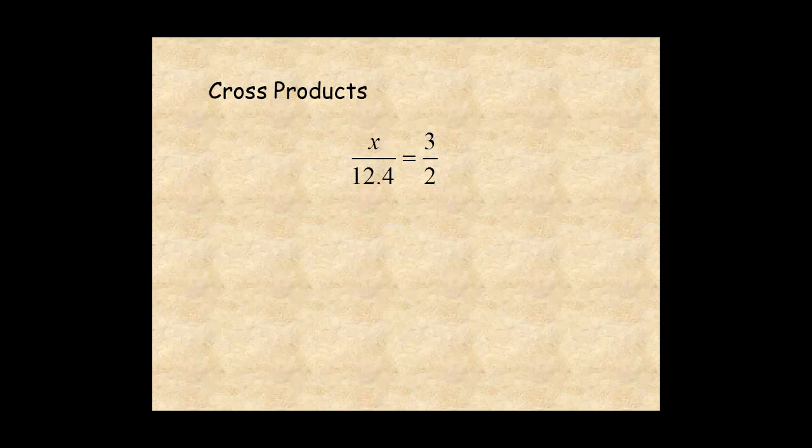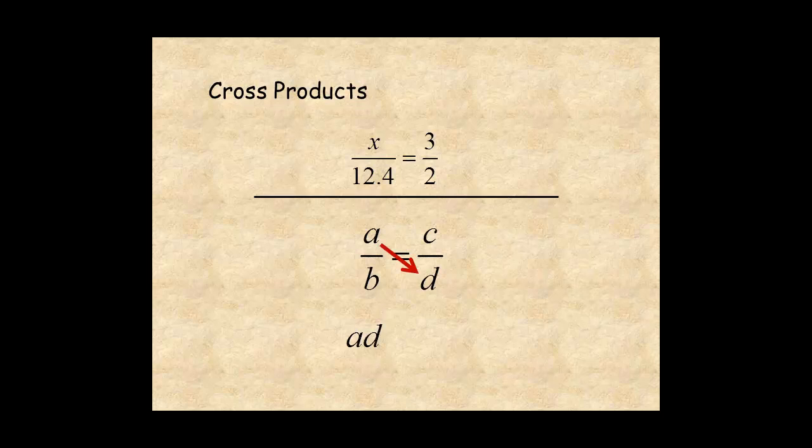Another method for solving proportions is to use cross products. For any proportion, the product of the first numerator and the second denominator is a times d. And the product of the second numerator and the first denominator is b times c. These are the cross products of the proportion, and it turns out they are equal.